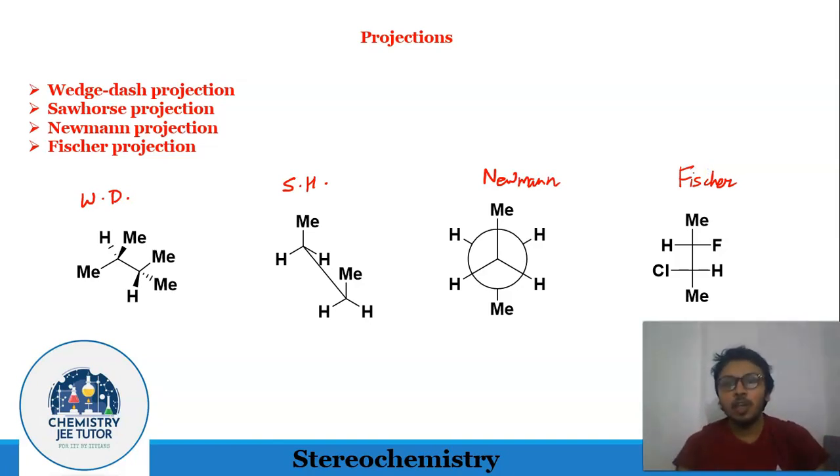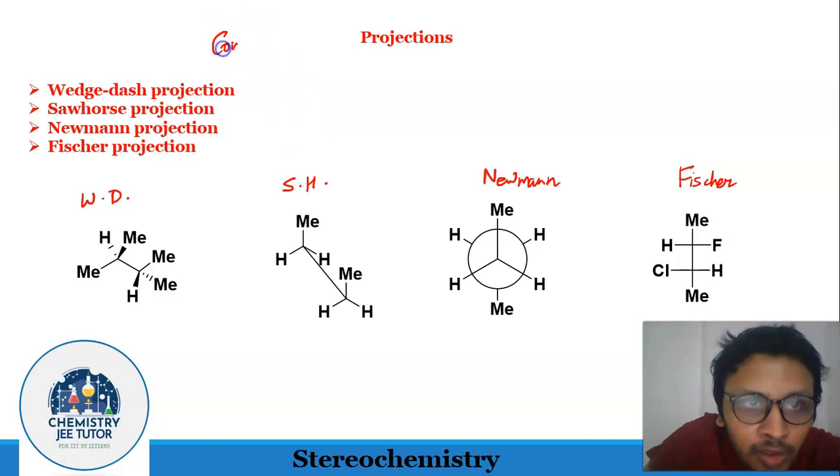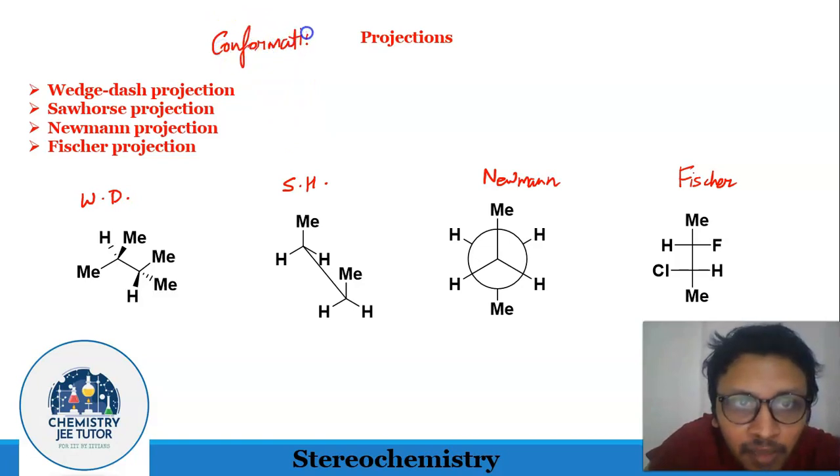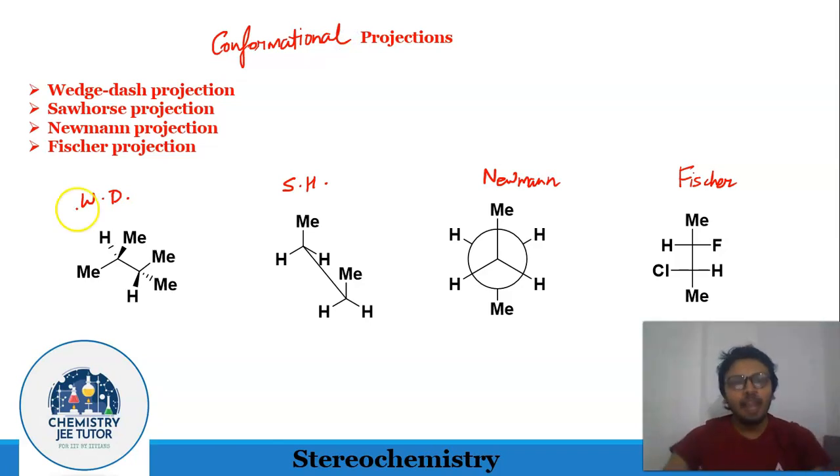What do projections do? These are conformational projections, used to depict the different conformational isomers. This can have many conformational isomers, as I told before, and this also can have many conformational isomers. So we will talk one by one about what these projections are and how important they are. Then we will move forward to how to interconvert between these projections. That is very important from an exam point of view, because in exams these questions come where you have to interconvert from Sawhorse to Fischer, from Newman to Sawhorse, or Newman to Fischer. But before going to the interconversion, let us learn what these projections are.